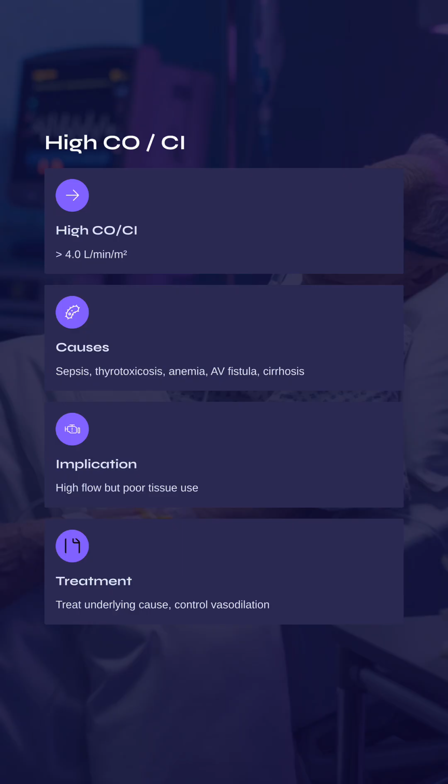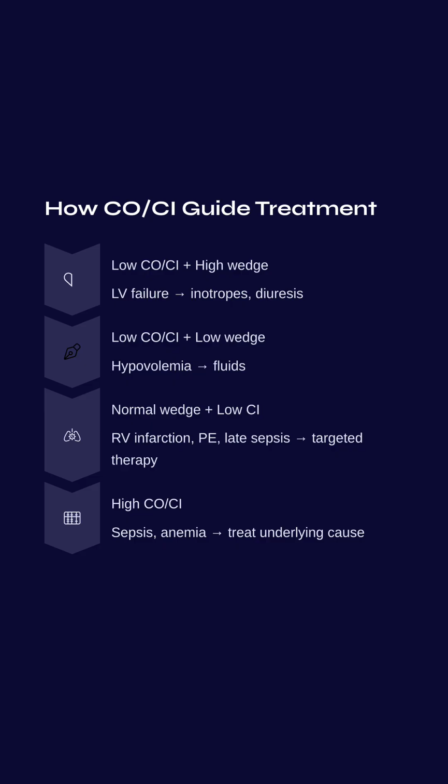The real value of cardiac output and cardiac index is how they guide treatment in context with wedge pressure, systemic vascular resistance, and oxygenation. Low output with high wedge is classic LV failure. Treat with inotropes and diuretics. Low output with low wedge means preload is the problem. Fluids are the fix. If wedge is normal, but output is low, think RV infarction, pulmonary embolism, or distributive shock. And if output is high, focus on the underlying cause. These patterns turn numbers into actionable hemodynamics.